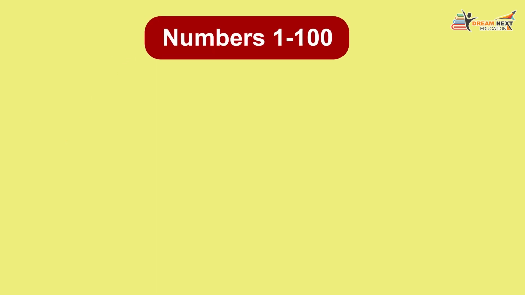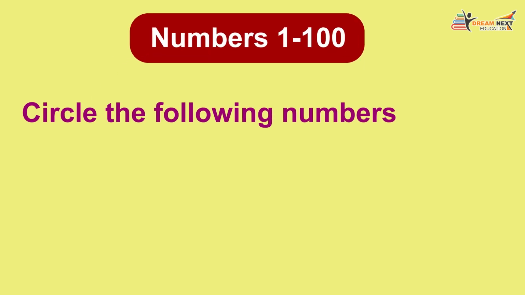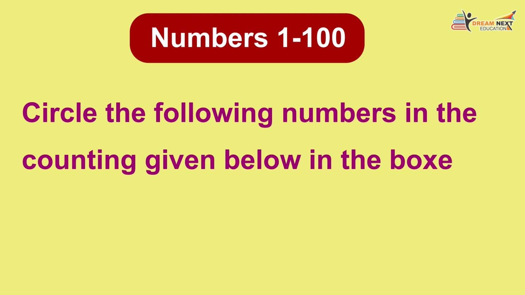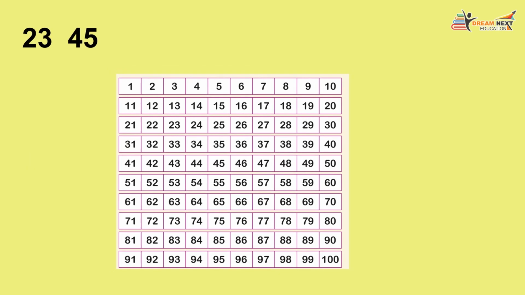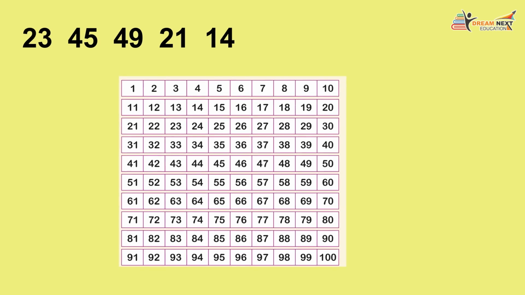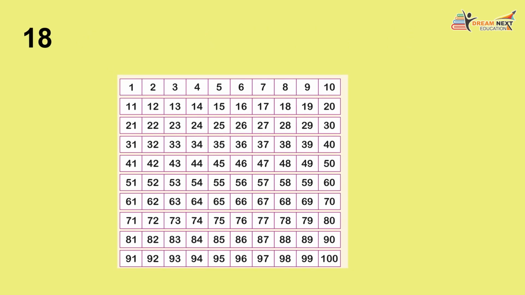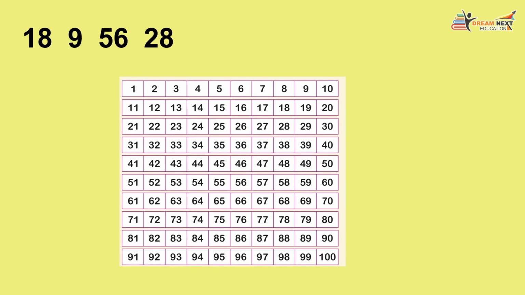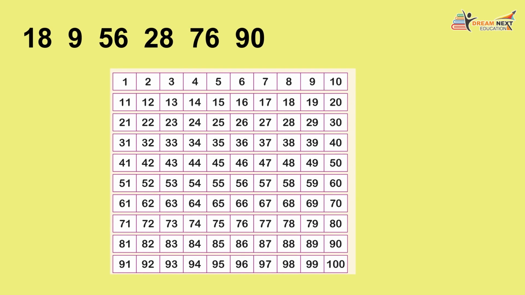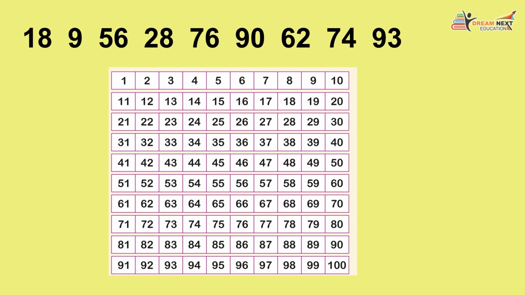Numbers 1 to 100. Circle the following numbers in the counting given below in the boxes. 23, 45, 49, 21, 14, 58, 80, 44, 99, 18, 9, 56, 28, 76, 90, 62, 74, 93.